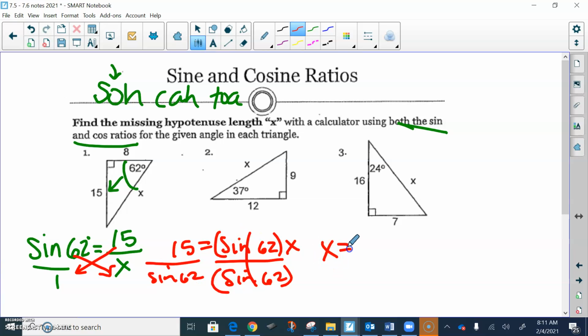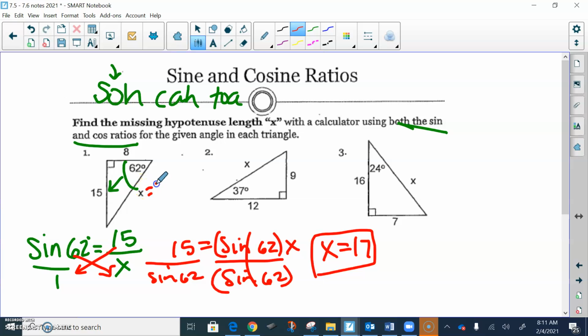And we find out our missing side. So now it's time to go to our calculator. We're going to punch in 15 divided by, and there's a sine, a cosine, and tangent right in the middle of your calculator, if you can find that. So we're going to say sine of 62. Doesn't matter if I close that parenthesis or not. And it tells me that missing side is about 16.98. So we're going to round that up to 17.